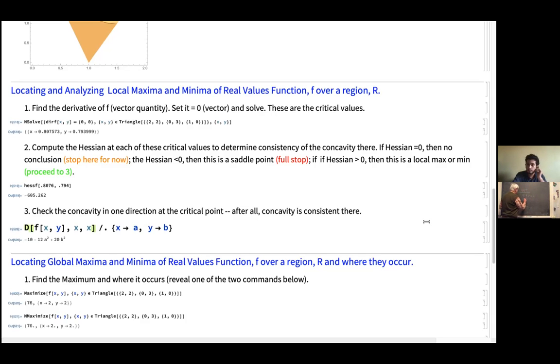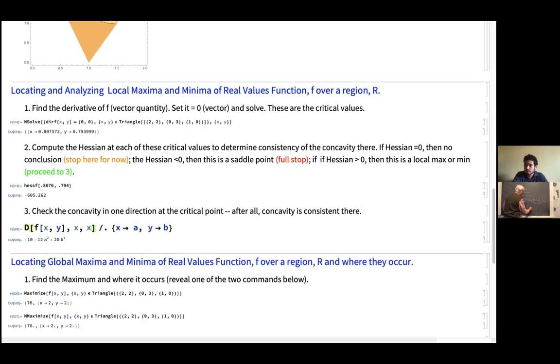But now the second part has number 2, it itself has 2 parts. So you find the second derivative. So this is part 2a. You find the second derivative, which is a 2 by 2 matrix. And that 2 by 2 matrix is fxx, fxy, fyx, fyy. And then you find the determinant of the second derivative. And this is called the Hessian.